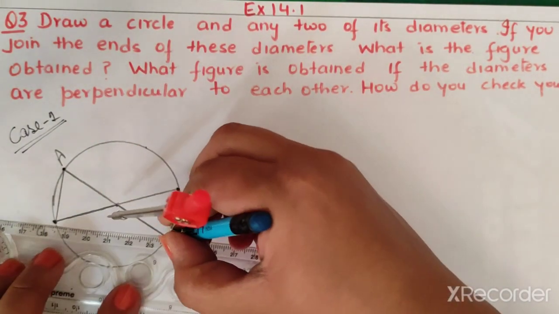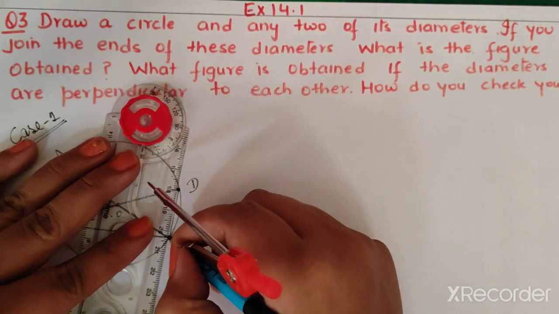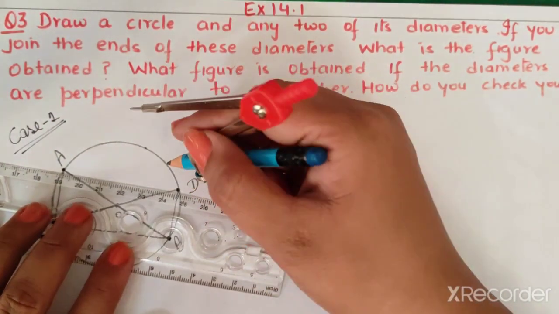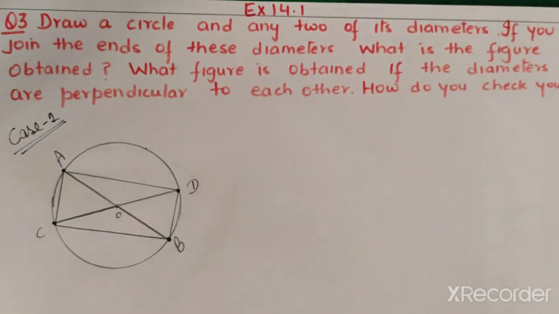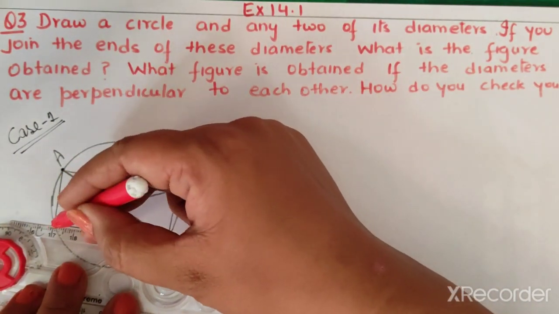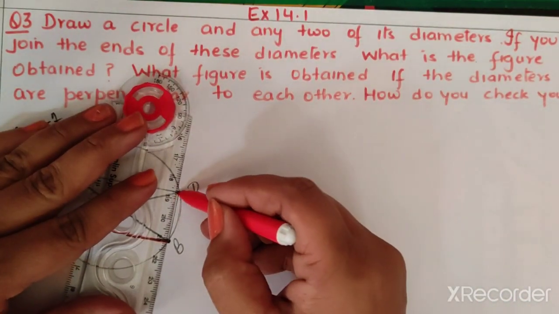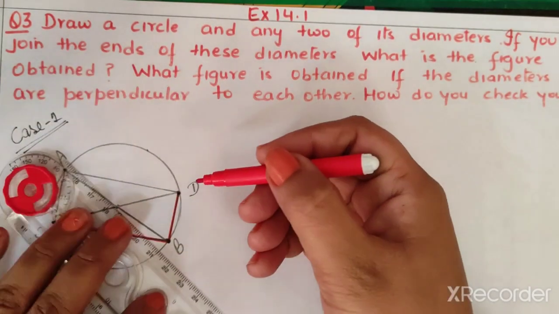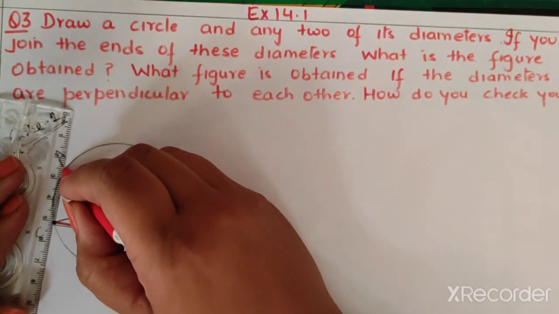So after joining, just read out the question, what it is asked. Which figure is obtained? So just check what type of figure it is. So as we have done the quadrilaterals also, you can check this is what? This is a quadrilateral. And can anybody tell me what type of quadrilateral it is? For your convenience, I am going to draw it with red sketch, but you have to use pencil only. So can you compare it with a rectangle?